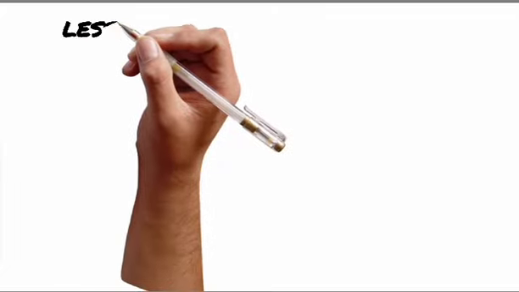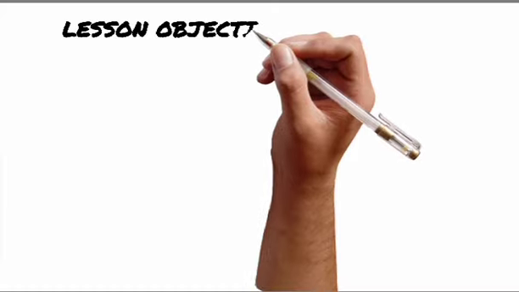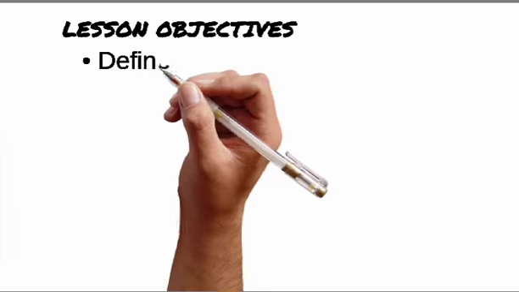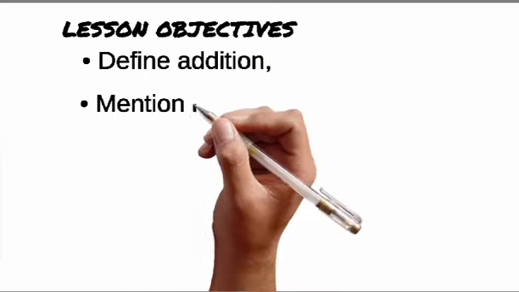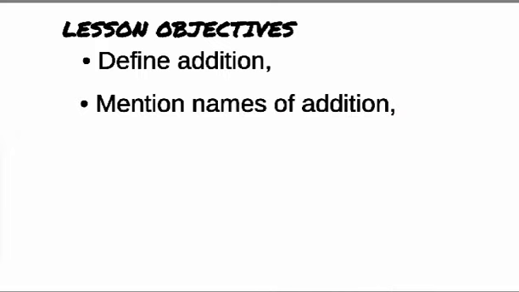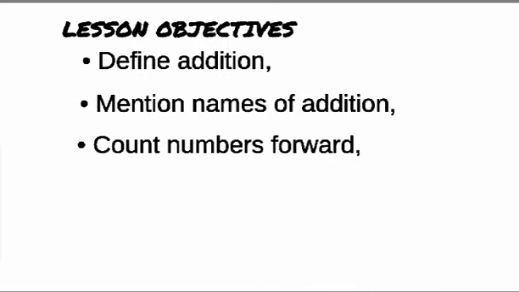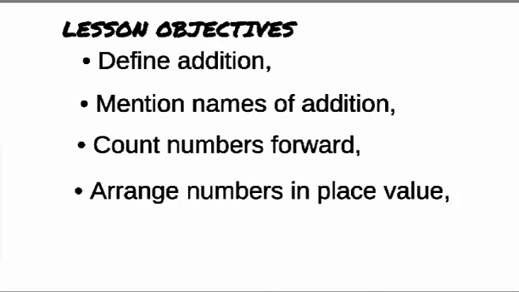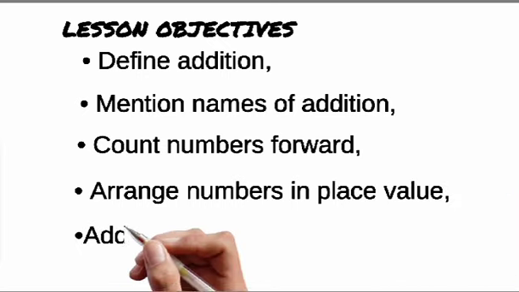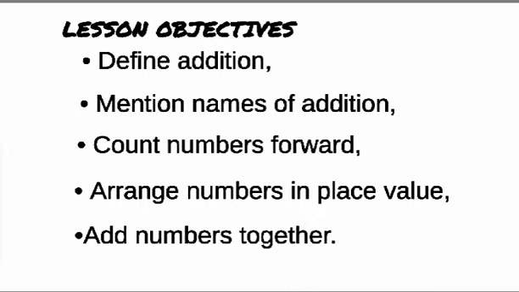Lesson objectives. What are the things you need to know in this video? 1. You will be able to learn the definition of addition. 2. Mention names of addition. 3. Count numbers forward. 4. Arrange numbers in place value. 5. Add numbers together. Now let's start with the first one.